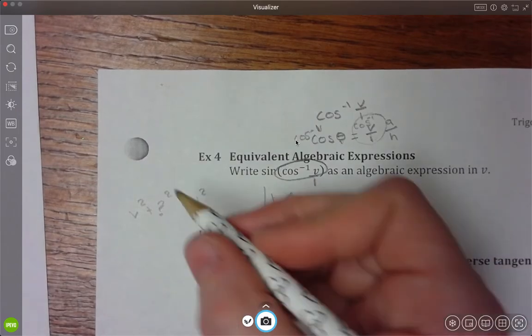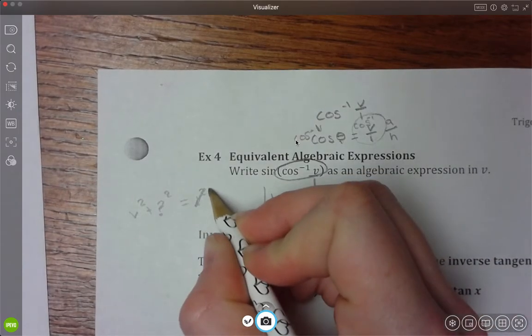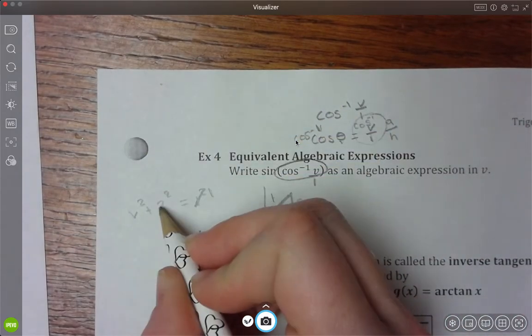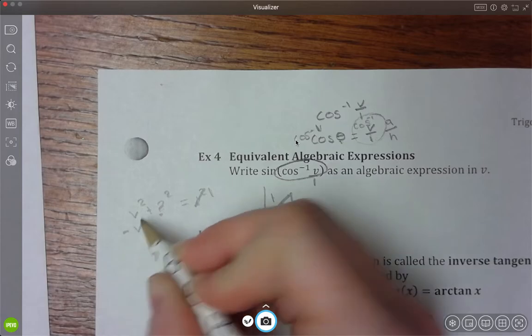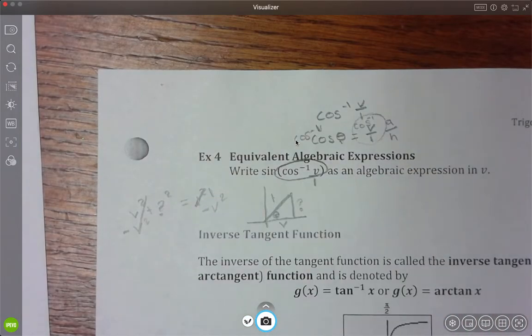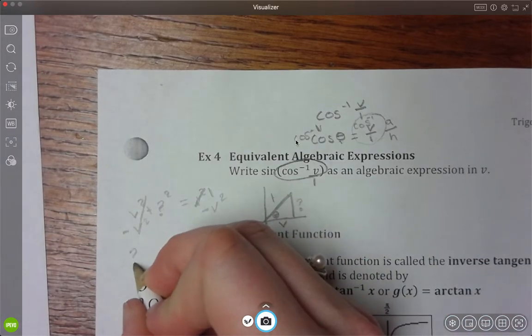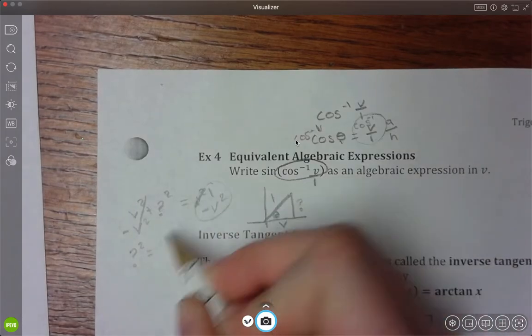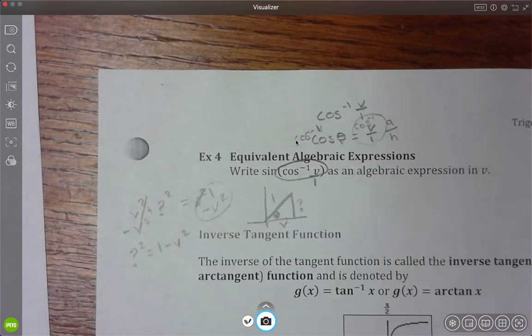Okay, 1 squared is just going to be 1. v squared I'm just going to leave as v squared because I can't write it any different. But then I'm going to subtract that. I'm going to subtract v squared from both sides. So I have my question mark squared. This is really hard to do the Pythagorean theorem when you have such ugly things. It is going to be 1 minus v squared. Okay, that's what it would look like.